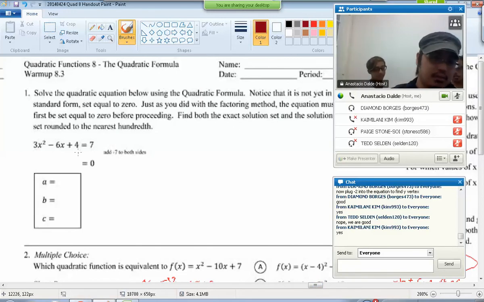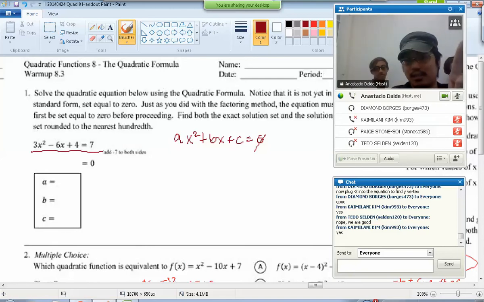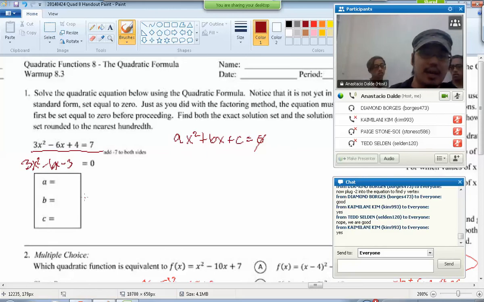Okay, well, in order to use the quadratic equation, it has to look like this. It has to have an equals 0 on the right-hand side. So you can't solve this using the quadratic equation yet. What you should do is subtract 7 from both sides, making the right-hand side equal to 0, and you'll have 3x squared minus 6x minus 3. I'm not even going to ask you, I'm just going to tell you A, B, and C. A is 3, B is negative 6, C is negative 3. Cool? What else are they asking you to do?